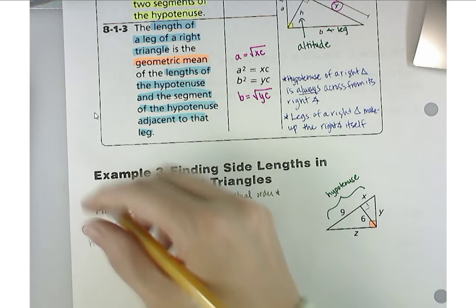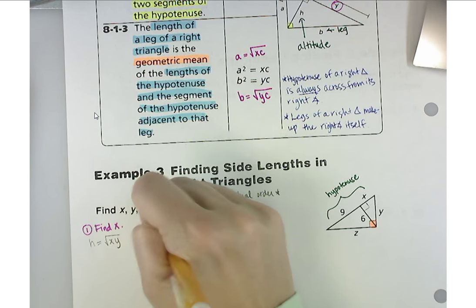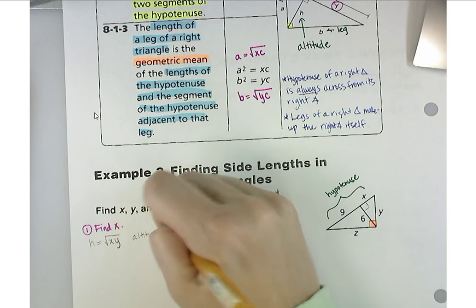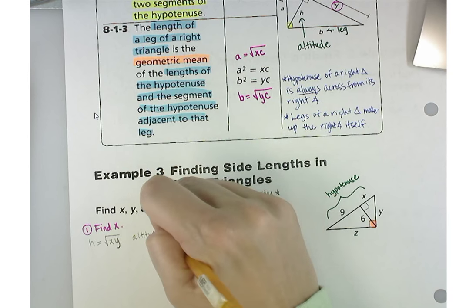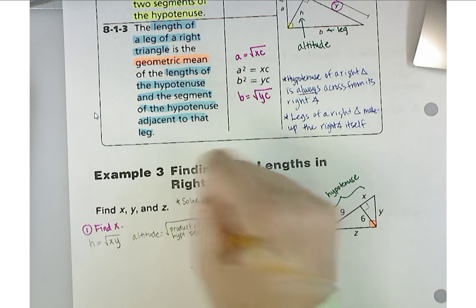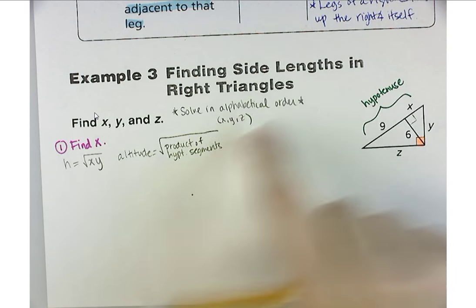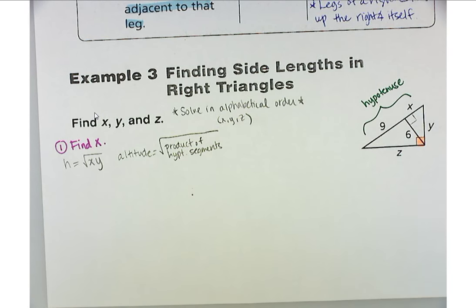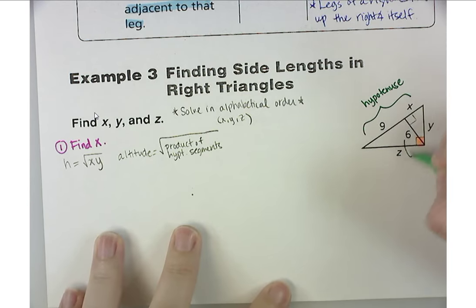Right? So basically what this is saying, if I were to write this out in words, the altitude equals the square root of the product of the hypotenuse segments. So the two segments that make up the hypotenuse are what and what? 9 and x, good. And then my altitude is 6. Okay, and again, if you want to label that as your altitude, you can.